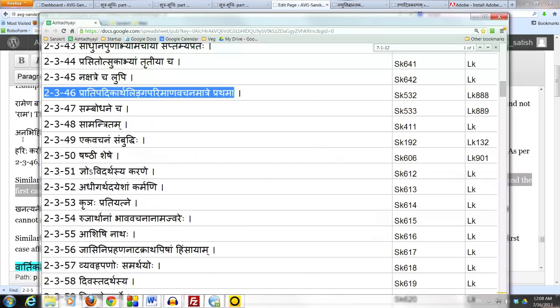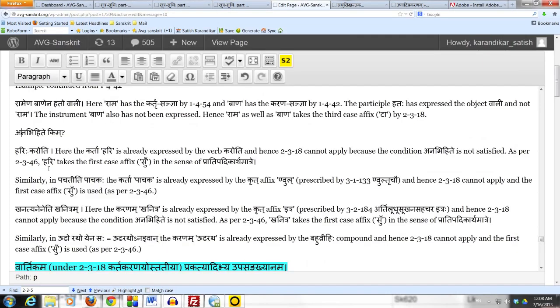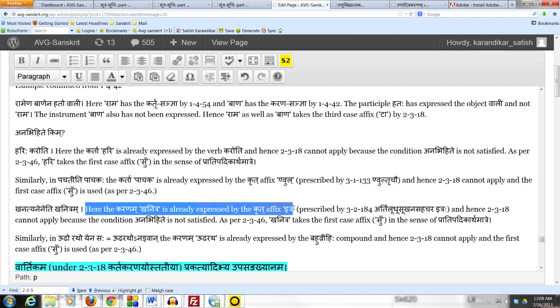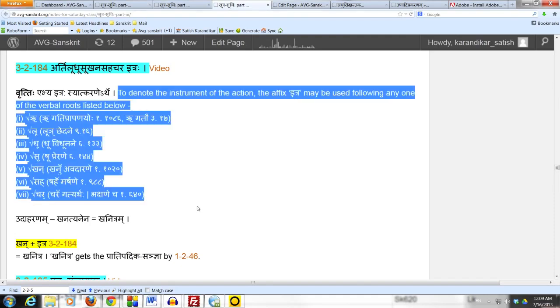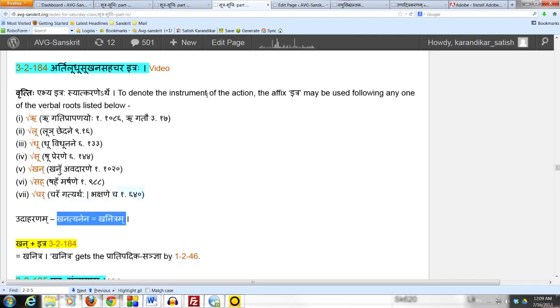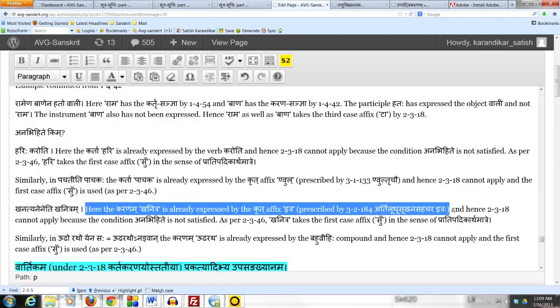Let us take now two examples where the karanam is abhihitam. The first one is khanatya neneti khanitram. Khanati anena iti khanitram. Here the instrument karanam khanitra is already expressed by the krit affix itra, prescribed by the sutram 32184, Arti lu dhu su khana sahachara itraha, which we have studied, and hence 2318 cannot apply because the condition anabhihite is not satisfied, and by 2346 khanitra takes the first case affix su in the sense of pratipadikaartha matre.